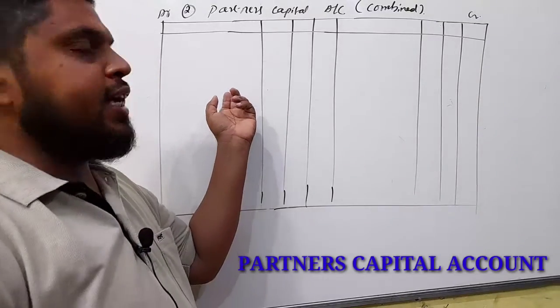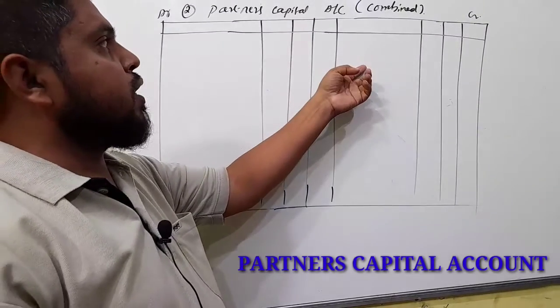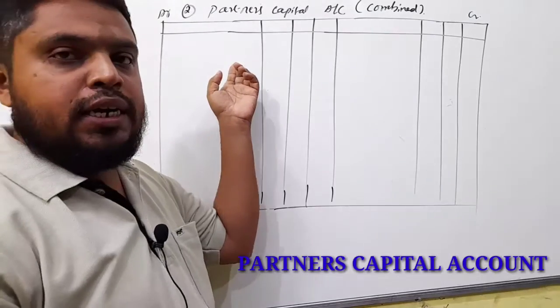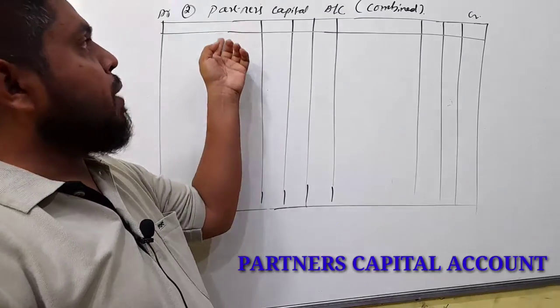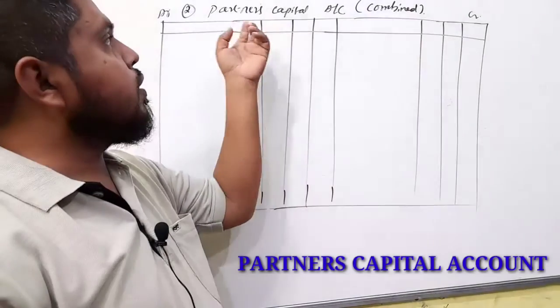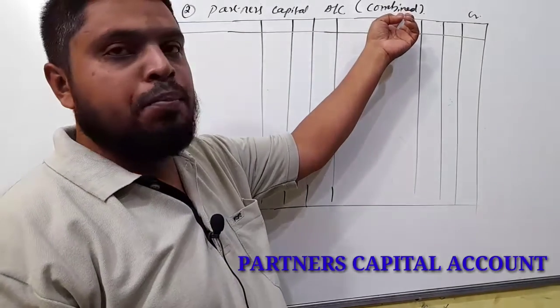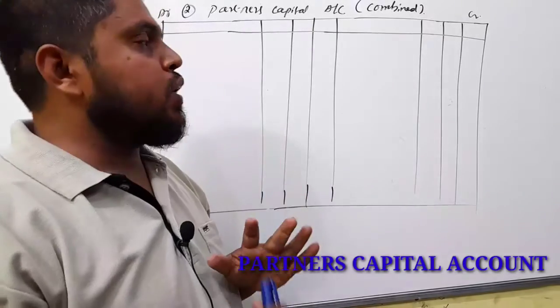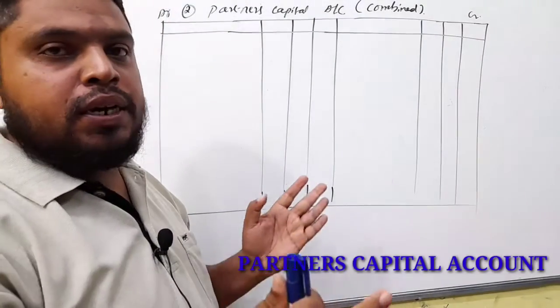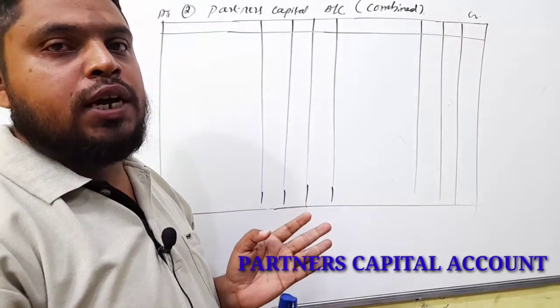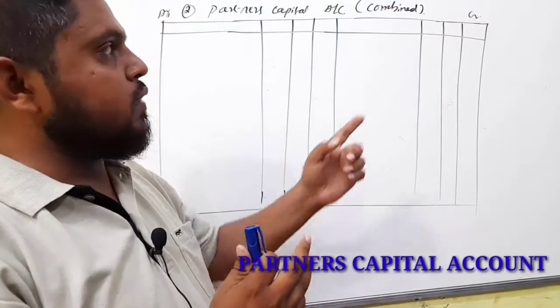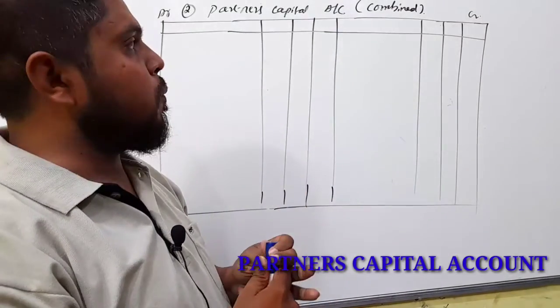Now, a second step, partners capital account. Under admission and retirement, partners capital account is the second step. This partners capital account is a combined partners capital account. Here we won't prepare a separate partners capital account. We will prepare them together, that is, a combined partners capital account.